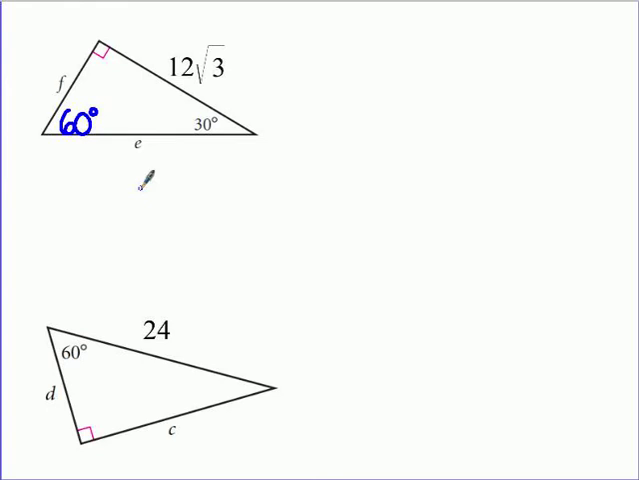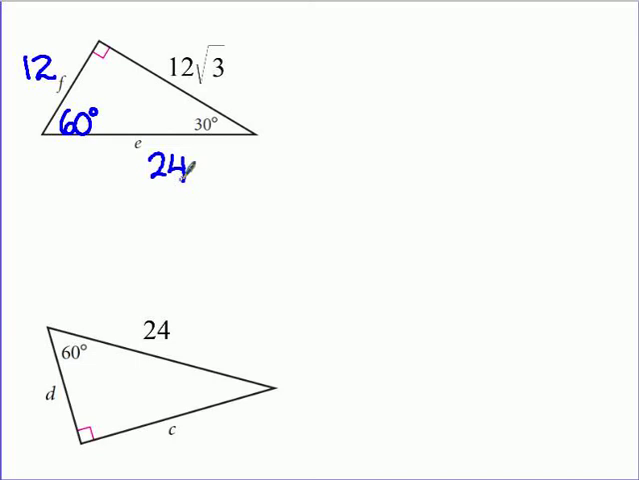Okay, so can somebody tell me what they think F would be? 12. Why 12? Because you take the root 3 off to go back to the shortest side, right. So F is 12. What do you know about E? What is E going to be? 24. It's going to be 2 times 12, which is 24. The biggest thing is once you find that shortest side or the hypotenuse, you can pretty much find everything else.